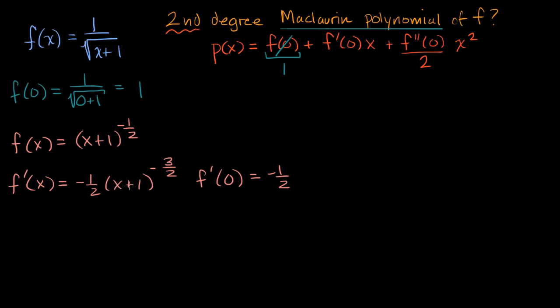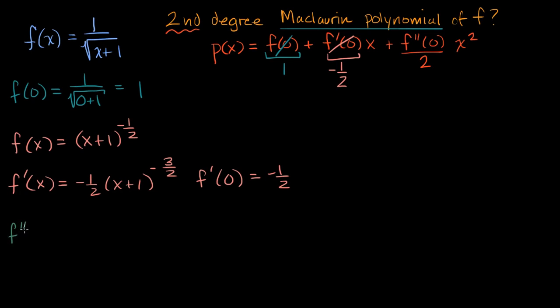And so the first derivative evaluated at 0 is just negative 1/2 times, if this is 0, 0 plus 1 is just 1. 1 to the negative 3/2 power. Well, that's just going to be 1. So this whole thing, f prime of 0 is just negative 1/2. So this right over here is negative 1/2. And now let's figure out the second derivative. Let me do this in this green color.